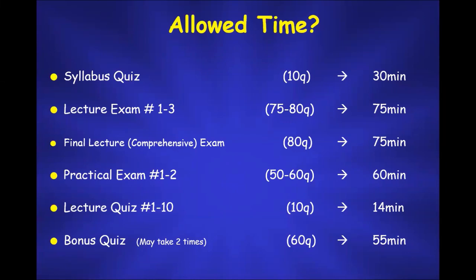These are the times that are allowed for each of the assessments. You will get 30 minutes for the syllabus quiz for 10 questions. For the lecture exams 1, 2, and 3, you get 75 minutes, and there's about 75 to 80 questions on that. The final exam that the department does is 80 questions. I'm going to give you 75 minutes for that. The practical exams, because there is a little bit more calculations and thinking on this, more physiology than it was for A and P1, giving you 60 minutes to do 50 to 60 questions.